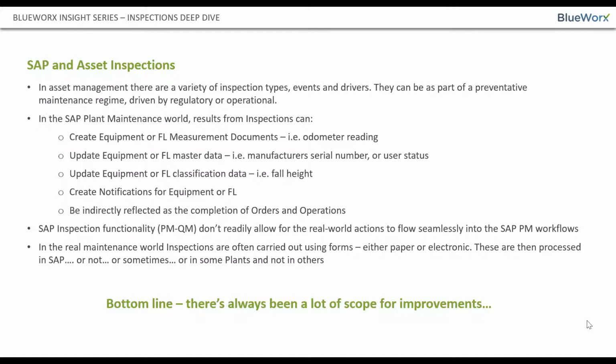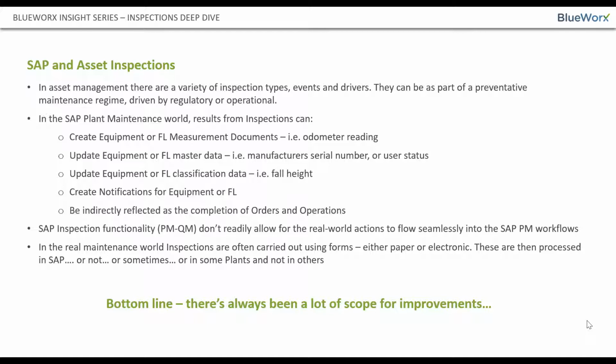You may create measurement documents. That's quite a common process. You may have an update to equipment or functional location master data or classification data. If you find something that needs correction, then you could create notifications. And also there's the general status of the inspection through the signalling of completion of an order or operation where you have directed somebody to undertake an inspection.